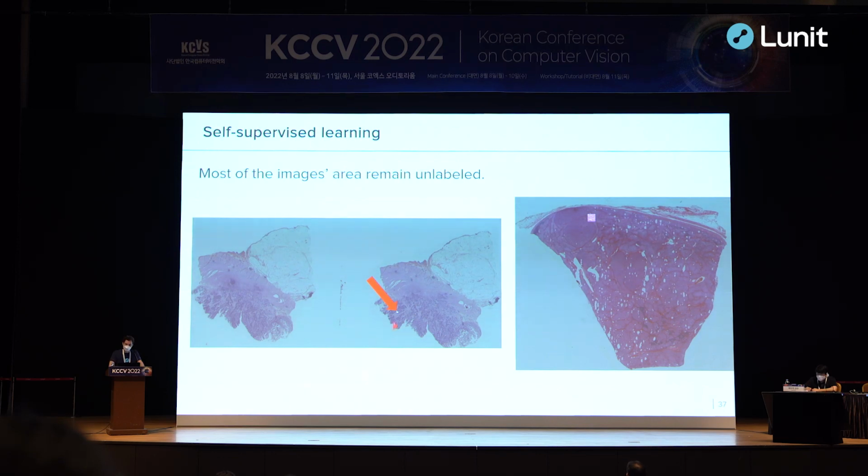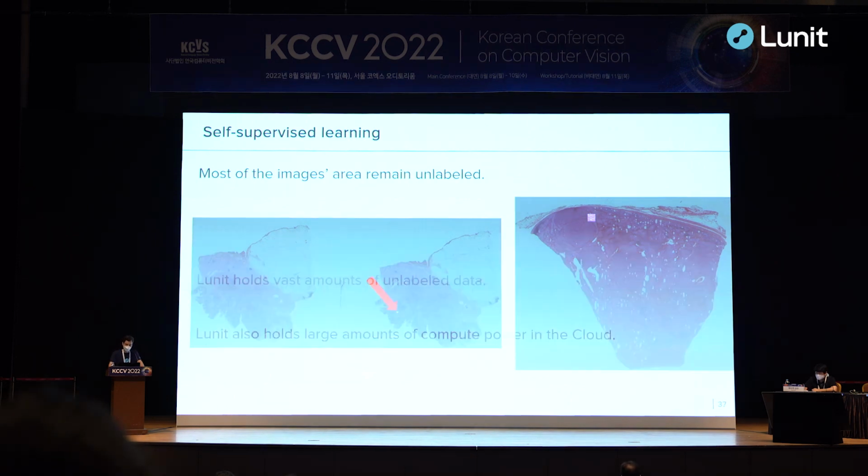Okay, so this was about efficient data annotation. Now I would like to talk about how we are using unlabeled data through self-supervised learning. Let's just remind that this is how much data we annotate in an image, right? So we annotate these small patches, and all these images, they remain unlabeled, this area. And we have thousands of these images, actually.